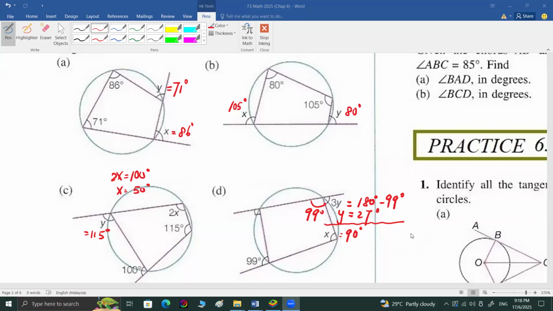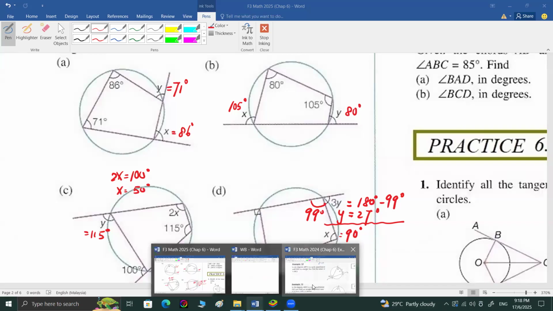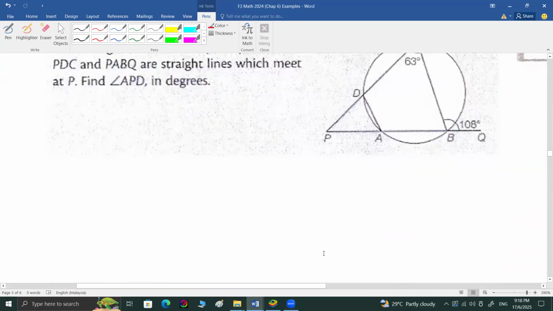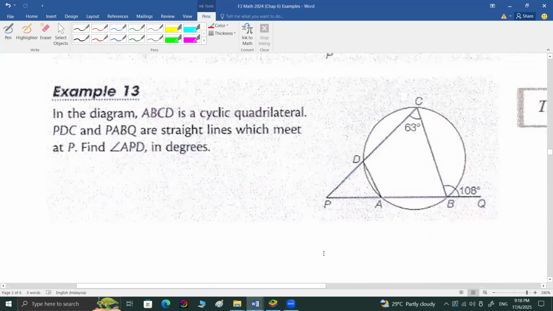So class, before I go to question 5, look at a few examples here. Now it's mixed a bit with the previous ones, which means we are certain that they have learned. Okay, class, now listen to my explanation here.